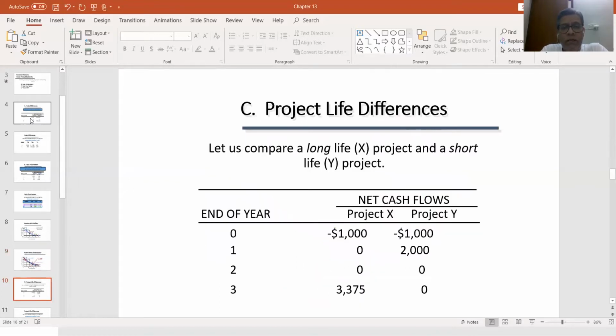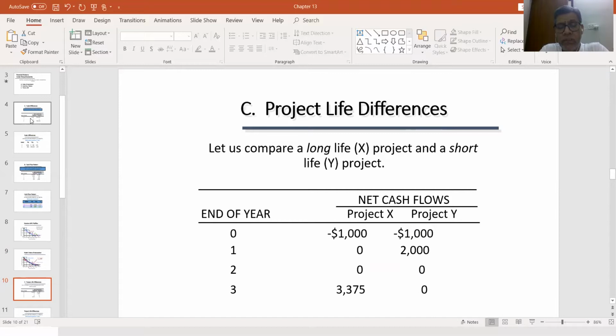And the third difference, beside this cash flow and the scale of the project, is the life span of the project. If we have two projects X and Y, X is having a 3-year life, but in the first 2 years we will not be getting anything. In project Y, you invest 1,000, but you will get 2,000 at the end of the first year.